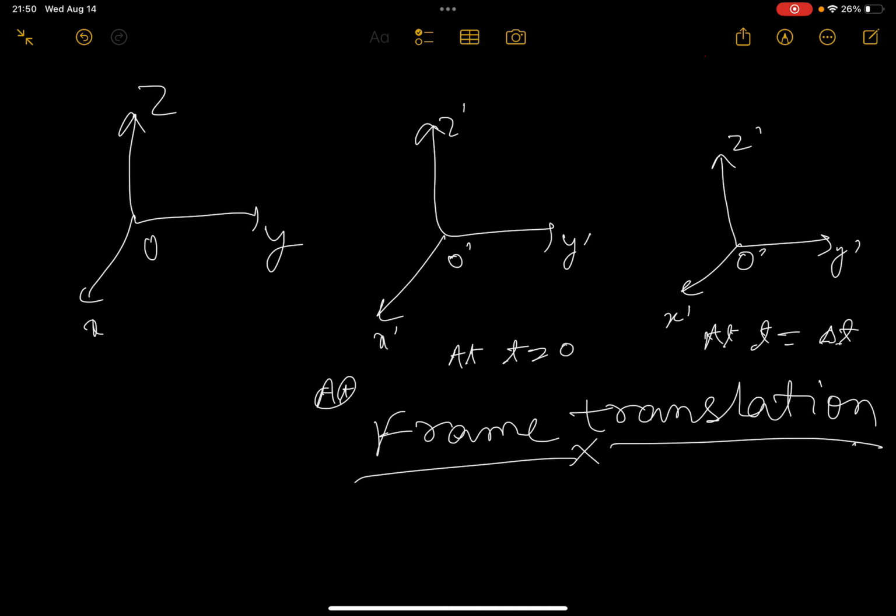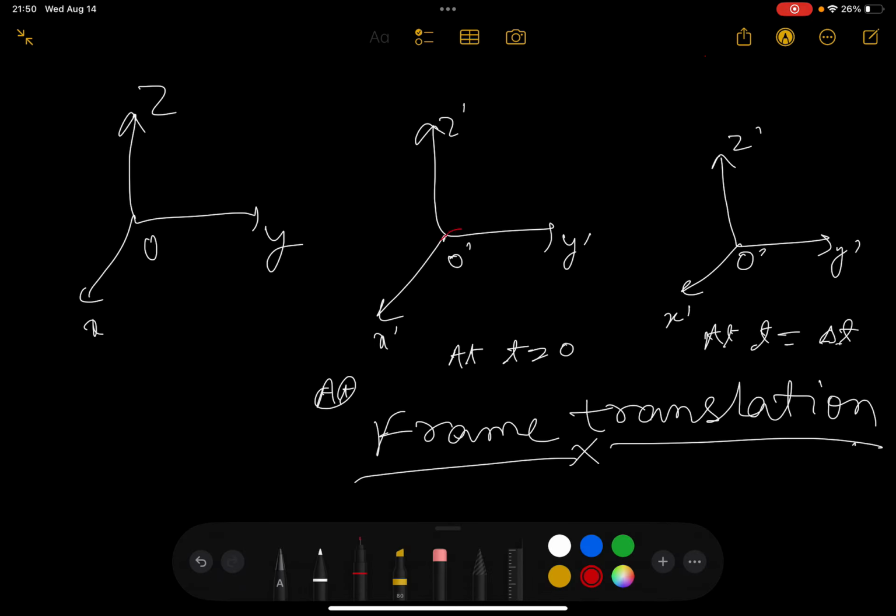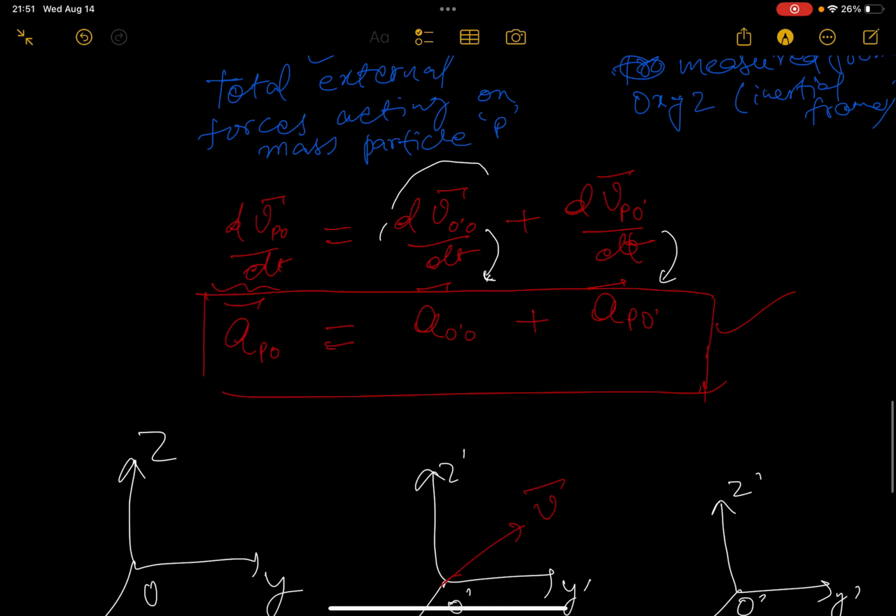So the second frame may have some variable velocity v, but the frames will keep intact, the non-inertial frame will keep intact its orientation with respect to its initial position. So this is what is called frame translation. And whatever equation that I have written is valid for the case of frame translation.